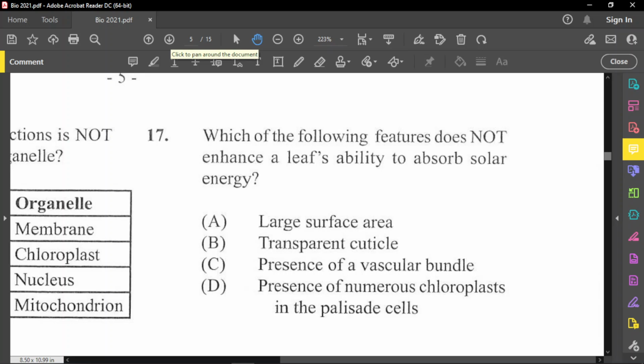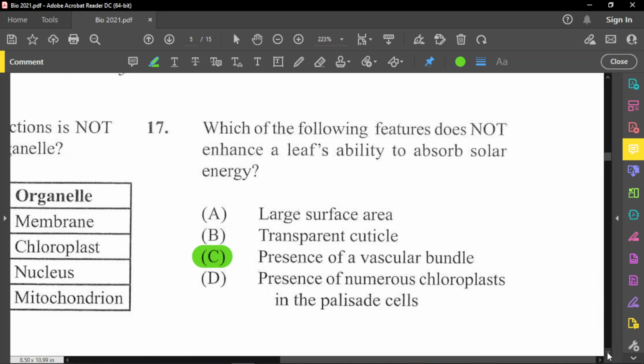Okay? And so large surface area. Oh yes, that will definitely enhance it. Transparent cuticle, definitely, because if it's not transparent, light cannot pass through it. And C, the presence of vascular bundle. The vascular bundle is definitely used to transport substances through the plant. The xylem transports water and mineral salts. Phloem transports plant food in the form of sucrose. All right, so definitely C will be our option, but let's check out D. It's the presence of numerous chloroplasts in the palisade cells, which is an excellent answer because definitely we know that palisade cells contain the most chloroplasts, and chloroplasts will also absorb light.